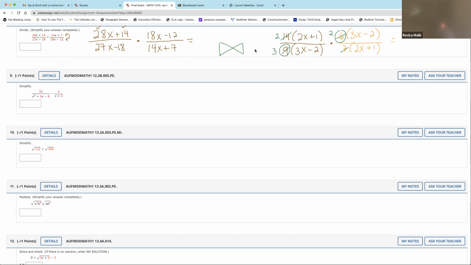I can cancel this whole 3x minus 2 with this whole 3x minus 2. And then 2x plus 1 can cancel with 2x plus 1. So I'm left with 2 times 2 on the top and a 3 on the bottom. So all of that is 4/3 or 1 1/3. I don't know how you want to put it in there.